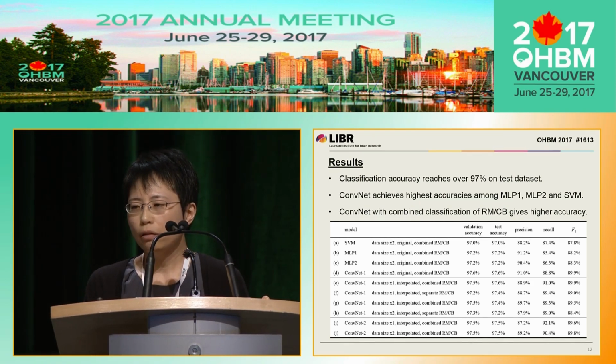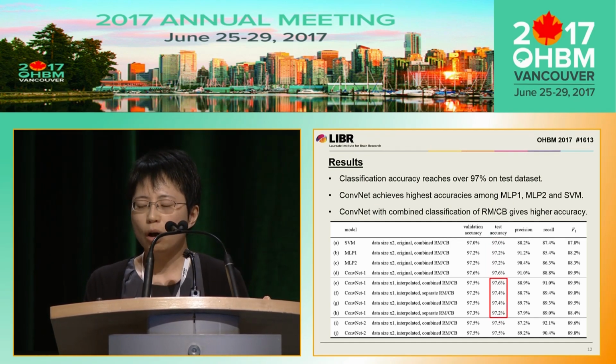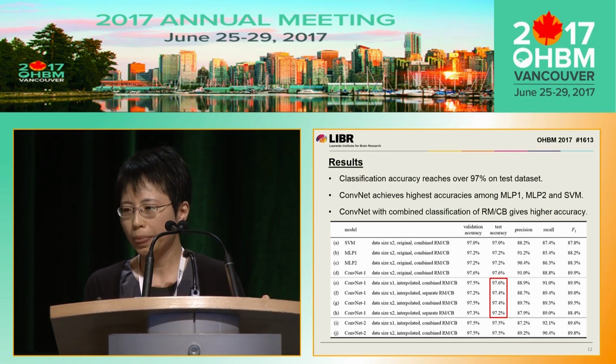Classification accuracy for all models reached over 97% on the test data set. The ConvNet achieves the highest accuracies compared to the MLP and SVM. Also, the ConvNet with the combined classification label for spontaneous head motions and cardioballistic motions gives higher accuracy.